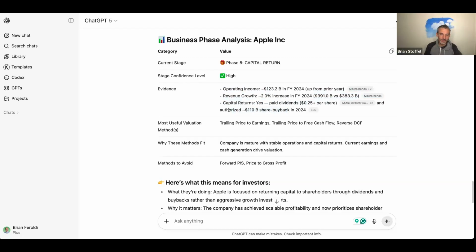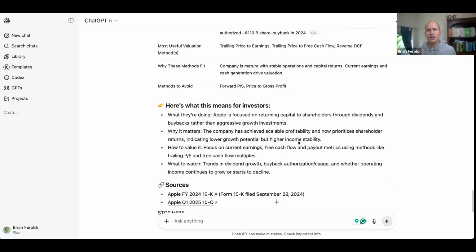Yeah. Well, it does say authorized. It doesn't say... Sure, sure, but still, that's a big authorization. So because it's in phase 5, it says the most useful valuation methods are price to earnings trailing, price to free cash flow trailing, and a reverse DCF. Why? Because this company is mature and stable, and we should avoid price to gross profit and price to sales.